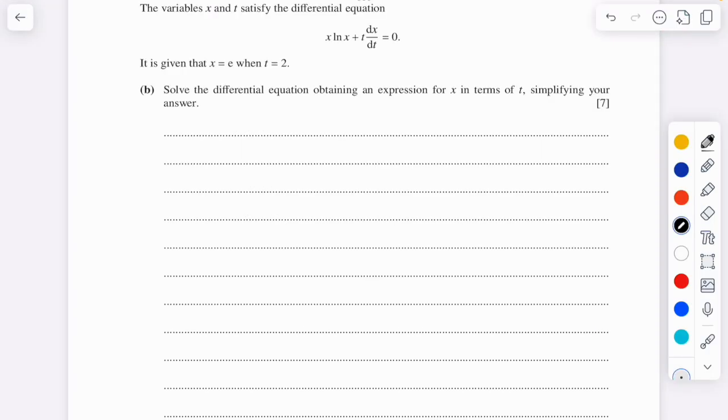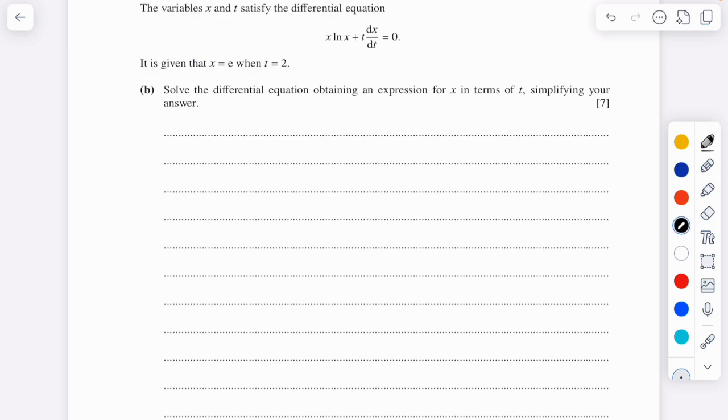Alright guys, now for part b, we've got the following question. We've got a differential equation (x ln x + t) dx by dt equaling 0, and it's given that x equals e when t equals 2. Knowing that, it wants us to solve the differential equation, obtaining an expression for x in terms of t. So how do we do that?